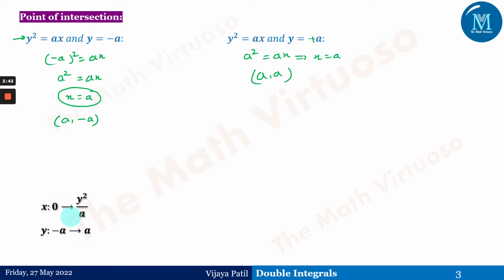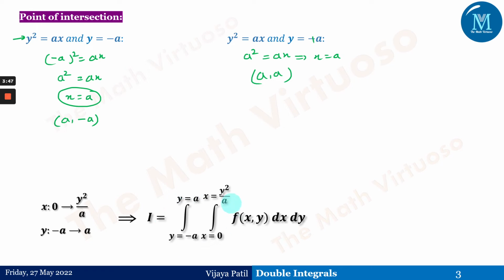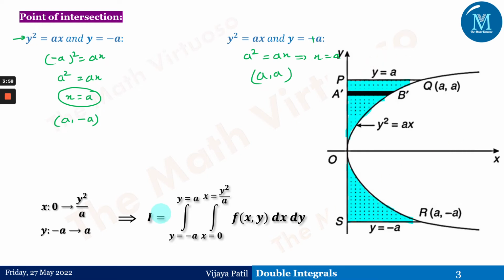to a. This is what we have from the original question, and this is the question given to us. So x moves from 0 to y square by a, y moves from minus a to a, and this is the restriction. If we plot all these curves in one graph along with their points of intersection, we can check that this is the parabola y square equals ax, this is the y-axis, this is the line y equals a, and this is the line y equals minus a.